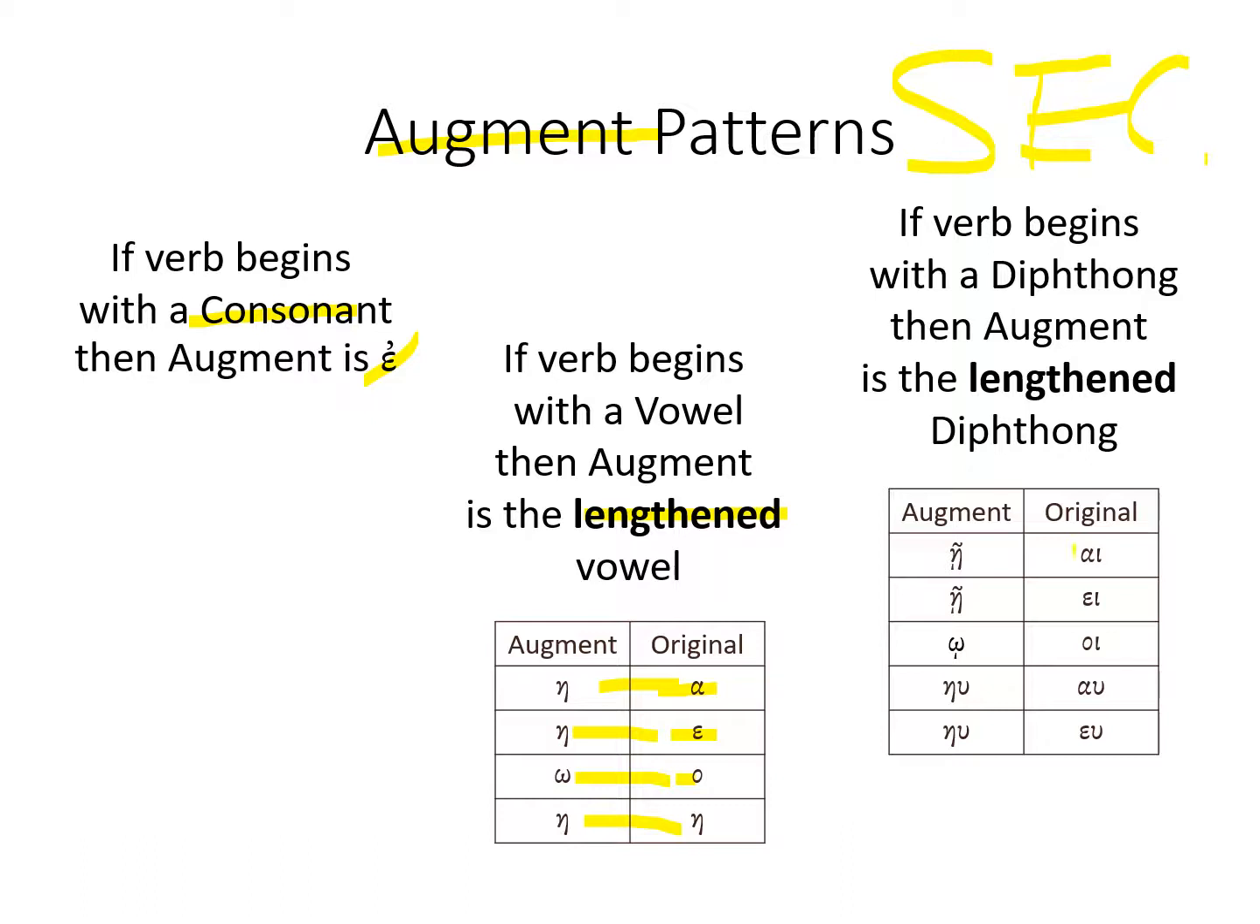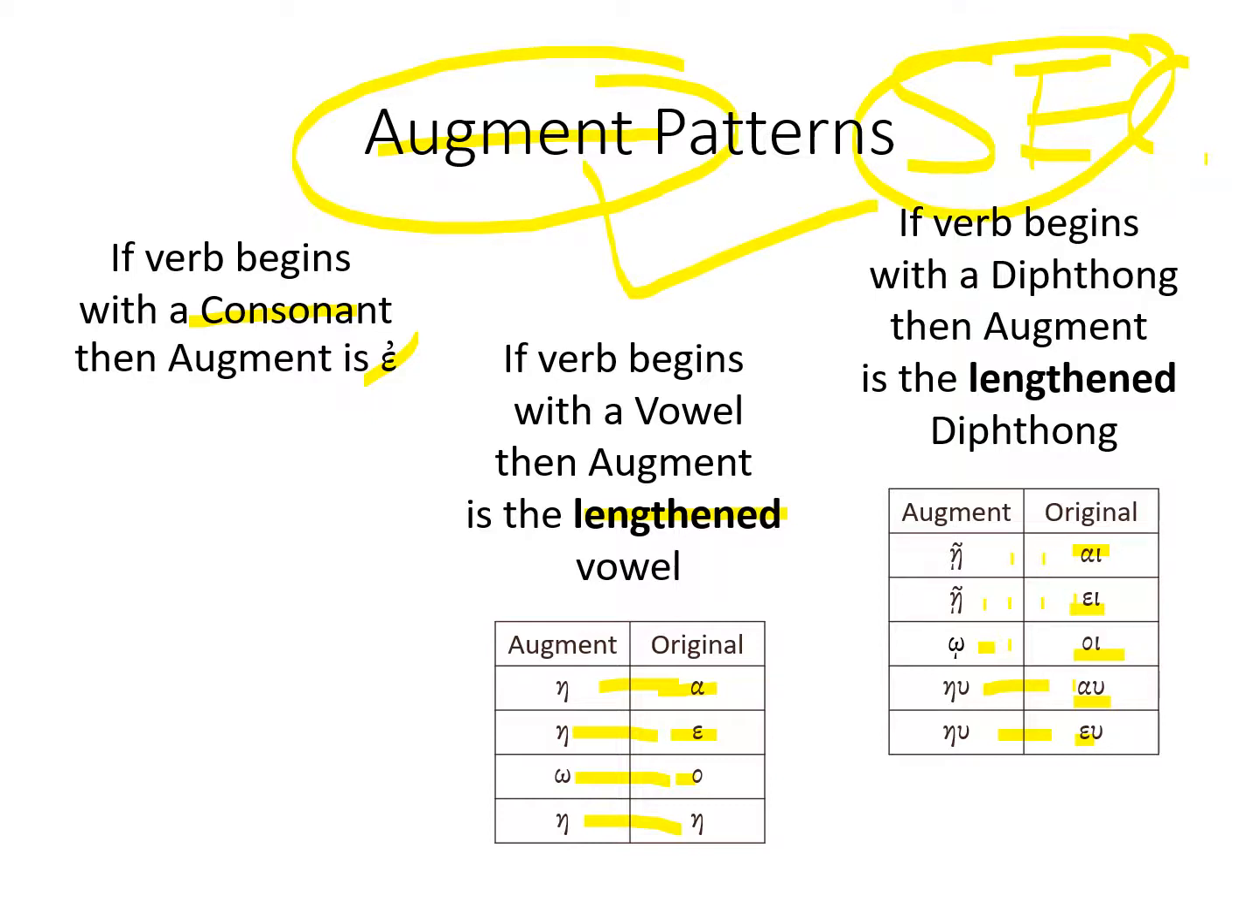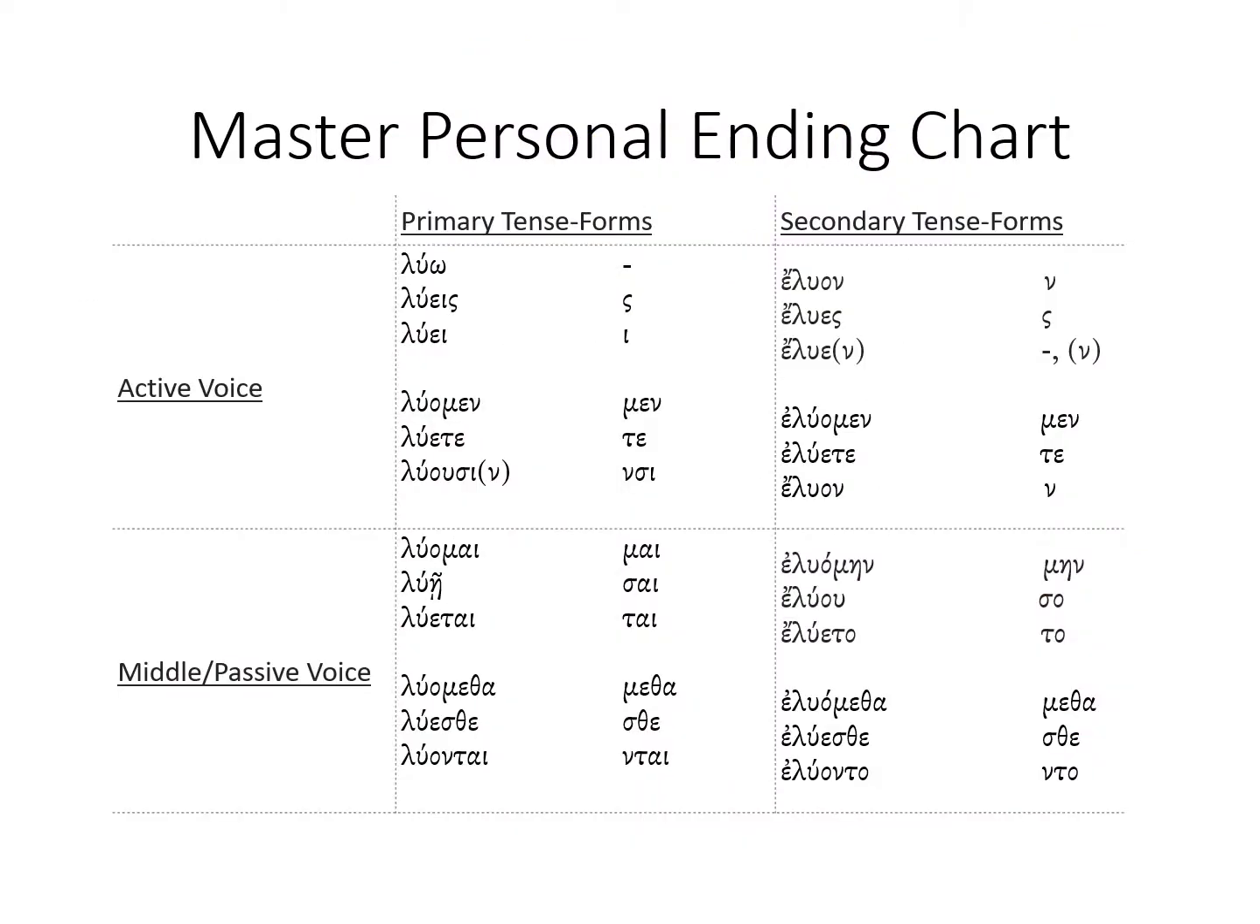The diphthongs i, a, and oi are also lengthened, and you can just recall those lengthenings. Ow and u are lengthened to au, and those are very rare. So just remember, our secondary endings go with the augment. Those will always go together. When we have our personal ending review here, we think again about primary and secondary.